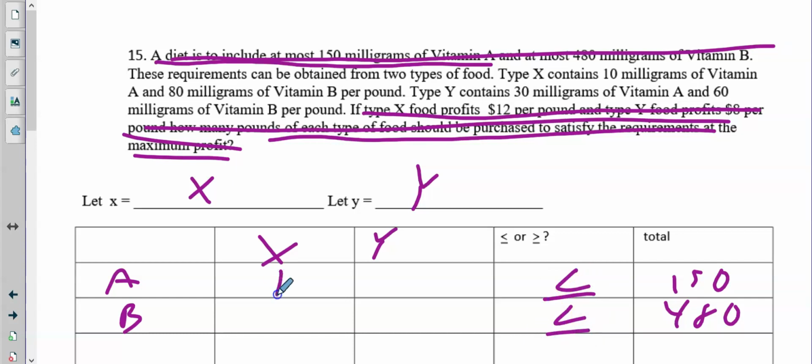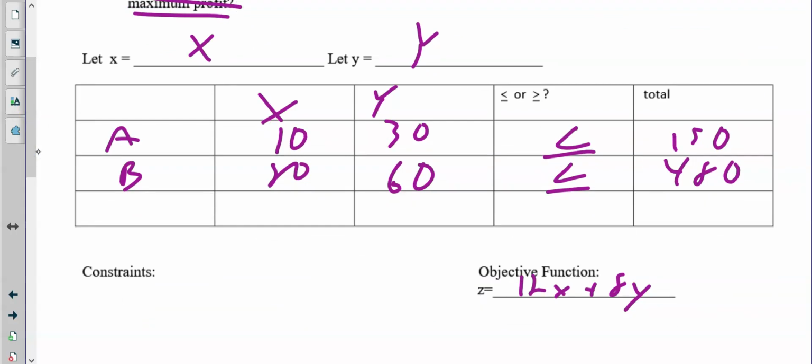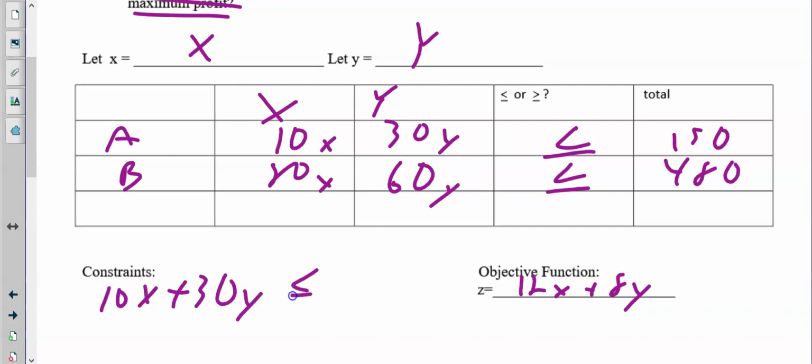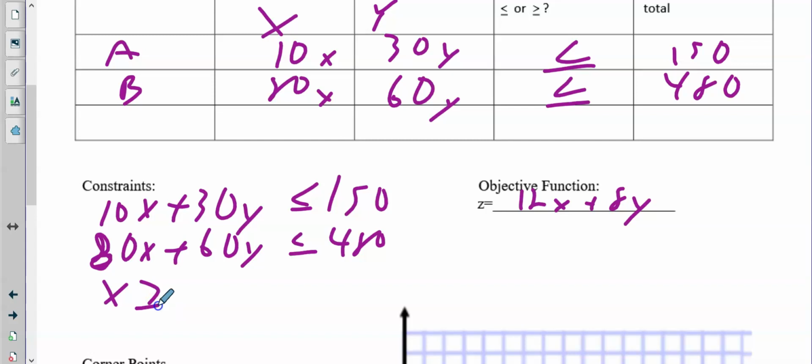Now, type X contains 10 of A and 80 of B. Type Y has 30 of A and 60 of B. That's everything. So remember, if you want to put X and Y here, you can. So 10X plus 30Y less than or equal to 150. 80X plus 60Y less than or equal to 480. And don't ever forget these special two.